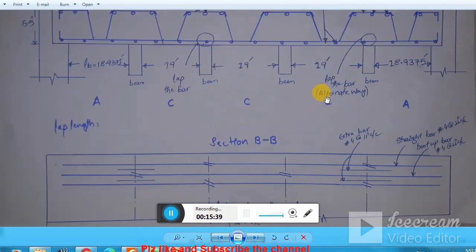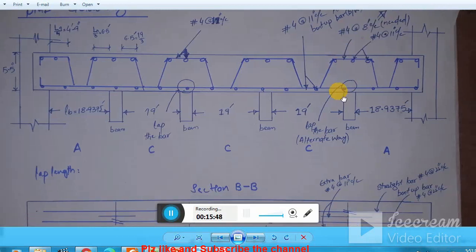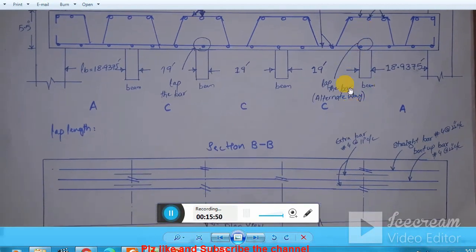Now the other difficulty is that at the first interior support we have a number of bars at the rate of 8 inch center to center. So how to maintain that spacing? You see, this is a straight bar and this is my bent up bar. If you are providing alternate bent up bars, how to maintain that 8 inch spacing? This is important, because it's difficult. So for that purpose we have to provide extra bars.